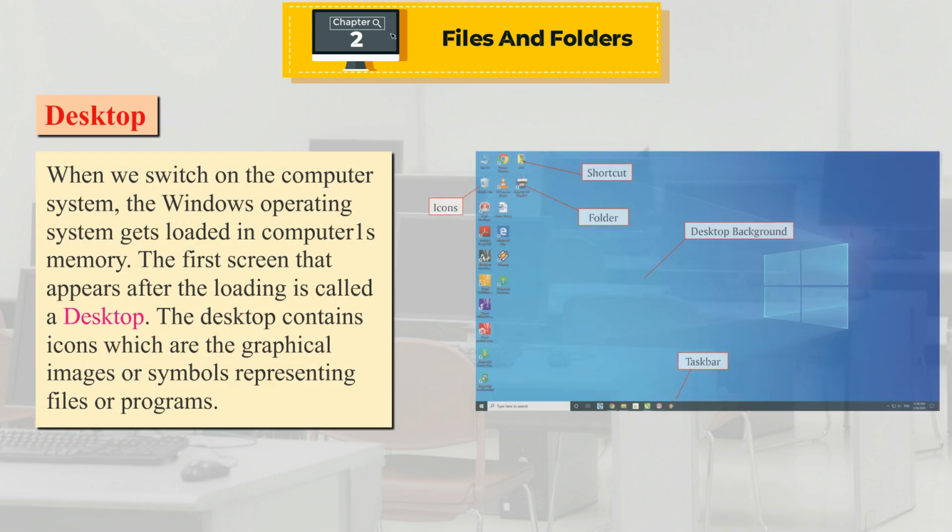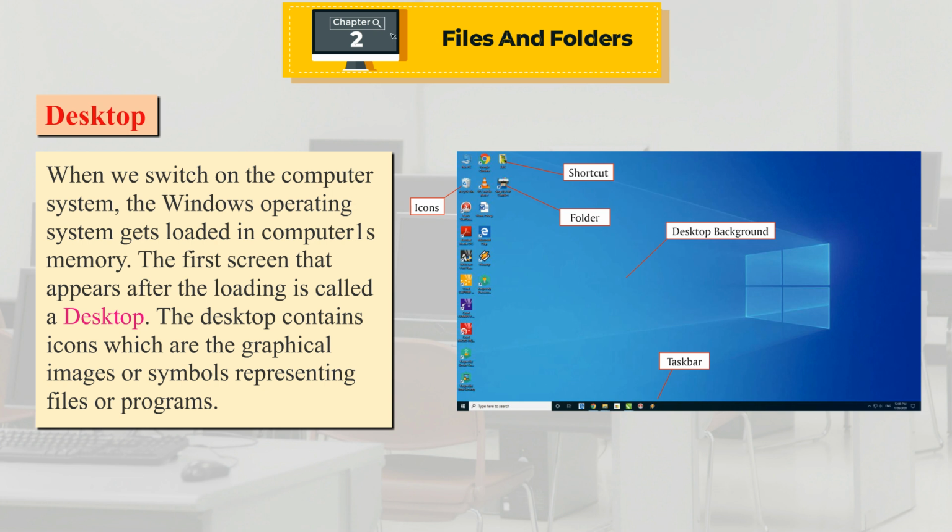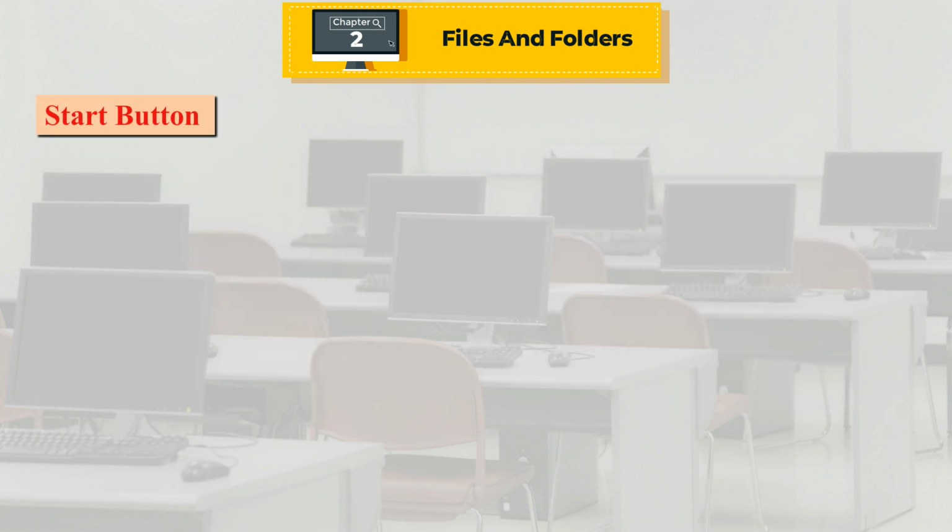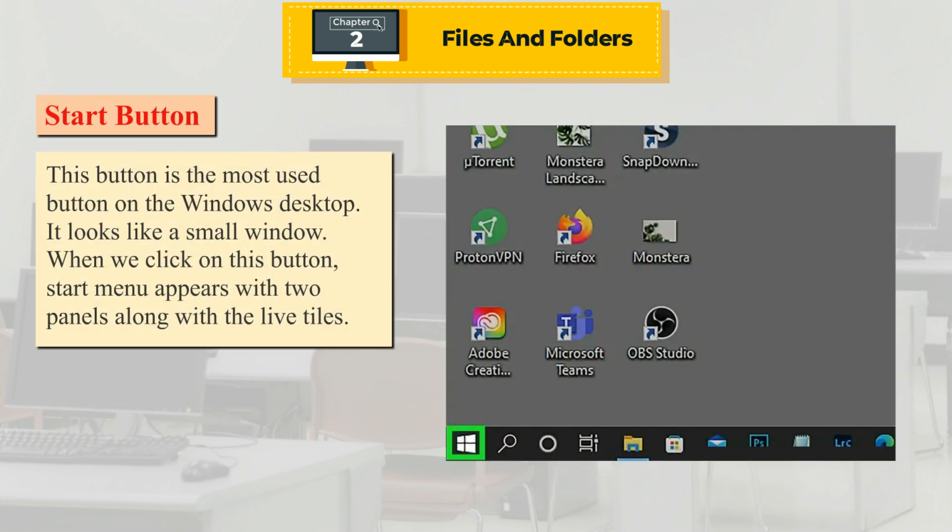Desktop. When we switch on the computer system, the Windows operating system gets loaded in the computer's memory. The first screen that appears after the loading is called a desktop. The desktop contains icons, which are graphical images or symbols representing files or programs. Start button. This button is the most used button on the Windows desktop. It looks like a small window.